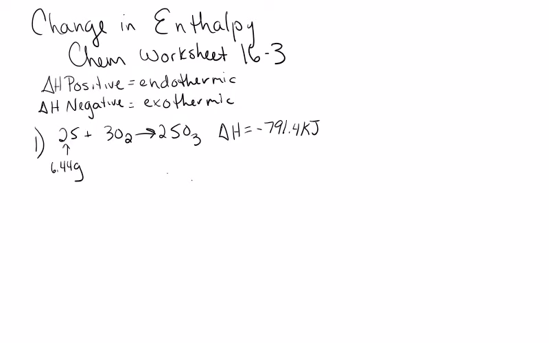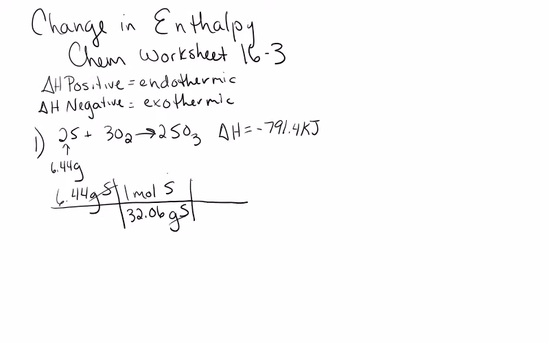With 6.44 grams of sulfur, the first thing we have to do is change from grams to moles. We all know how to do a gram to mole conversion. For every 1 mole of sulfur, according to the periodic table, that's 32.06 grams of sulfur. That'll get rid of that unit. Then the next step, going from moles of sulfur to energy, is to look at the coefficient from the equation. Our coefficient here is a 2, and so for every 2 moles of sulfur in this problem, we produce negative 791.4 kilojoules of energy.